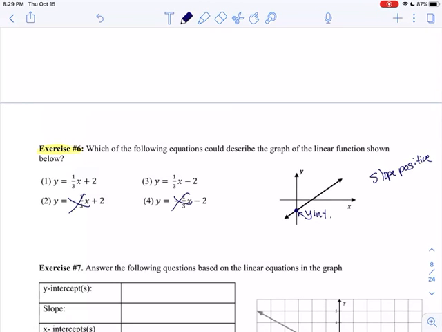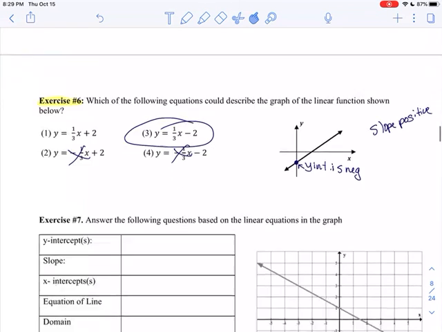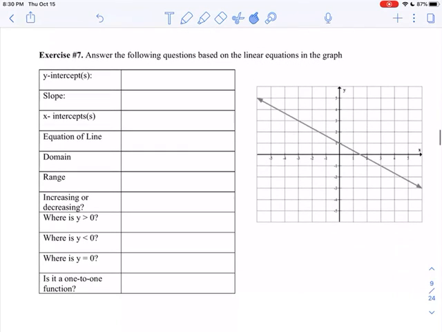Then my y-intercept, look at my y, this is my y-intercept right there. My y-intercept is a negative number because it's below 0. I don't know exactly what it is because there are not numbers on here, but my y-intercept is negative. And since it's negative, my answer is choice 3.